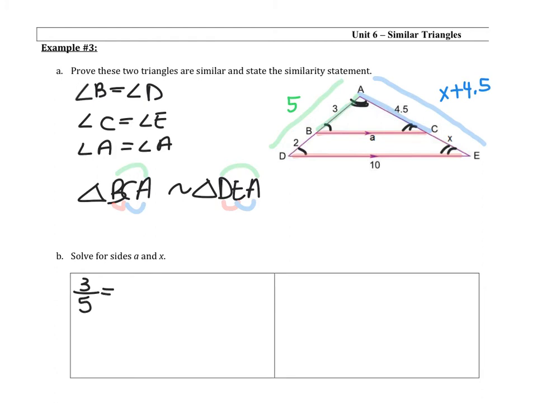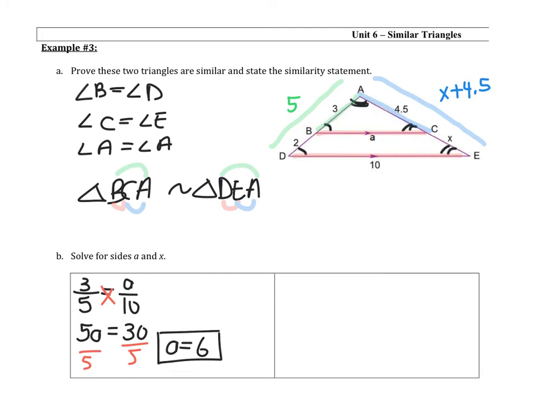Okay, and now I'm going to choose to solve for A first because it seems a little more basic. I'm going to have A over 10, and then I can cross multiply here. So 5 times A and 3 times 10, divide out the 5. Once you get to the proportion part, it gets pretty repetitive and hopefully pretty simple. So A will equal 6 in this case.